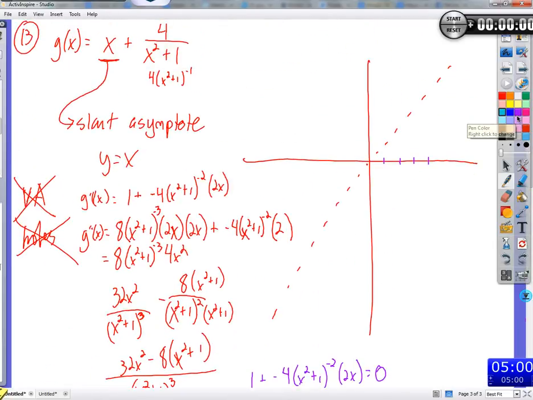I don't want to take forever on this one problem, and you guys don't even care, clearly, because you're not paying attention very well.